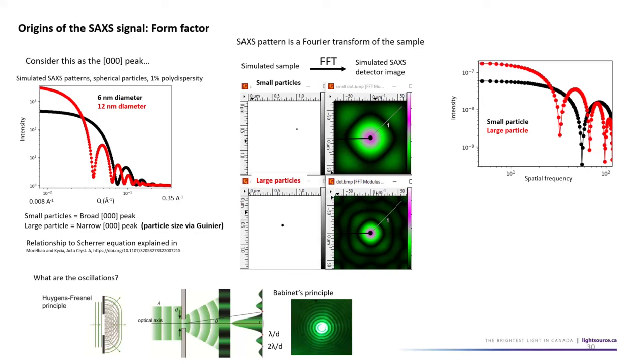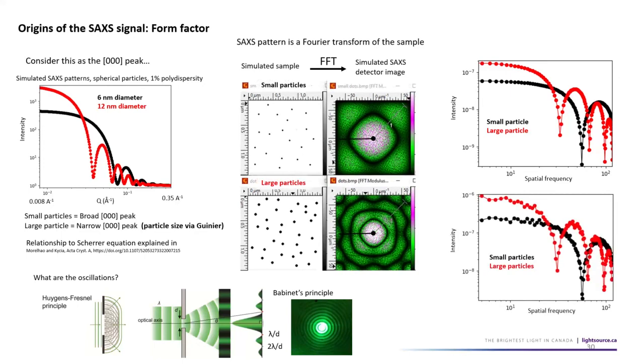central peak. Now, if you add more particles to the mix and they're spaced out far enough from each other, the contributions just add up. It's the same pattern. It looks a little bit noisy because these are so pixelated. If I actually drew spherical particles, it would look nice. But the contributions just add up. So this is kind of what the form factor part of it is.